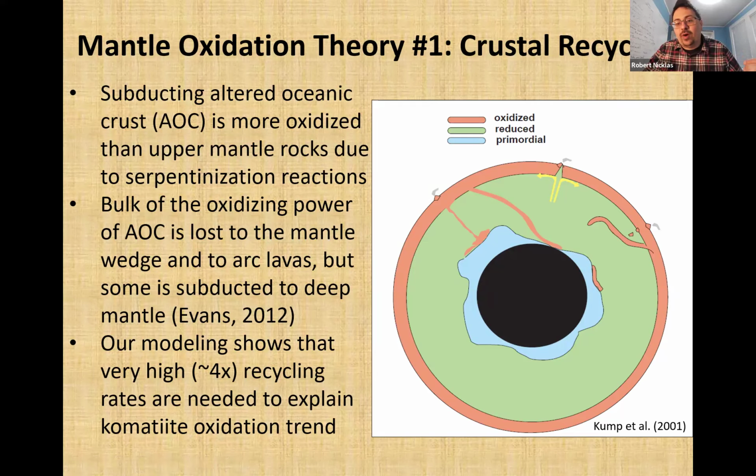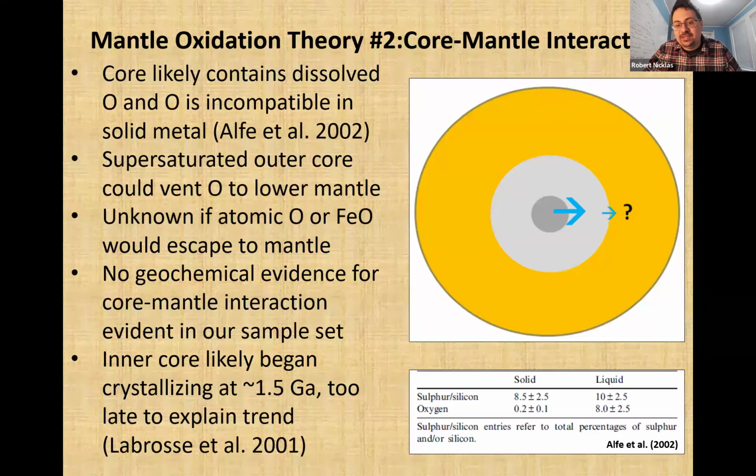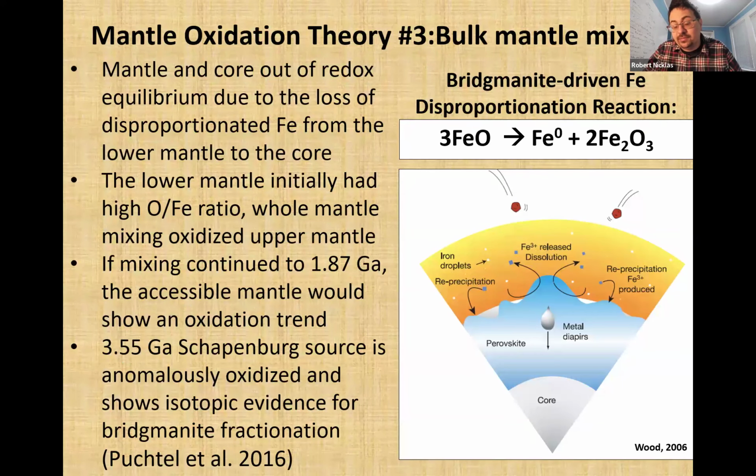So therefore, why I think our trend stopped is that we're just getting a well-mixed mantle. We're getting a mantle that is well-mixed. And so this theory, whole mantle mixing, is what leads to our oxidation trend, and it's unrelated to recycling of oceanic crust. But yeah, good question. Because otherwise you would think it would continue forever.